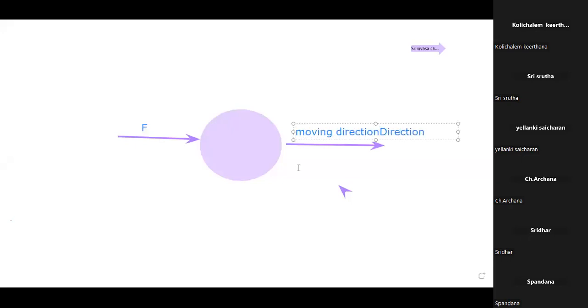So what is the direction of friction? Can anybody guess what is the direction of friction? Here the force is applying in this direction, and the body is also moving in the same direction. What is the direction of the force applied on the ball? Can anybody? Opposite direction to whom? Opposite direction is the correct answer, but to whom? In physics, specifications are very important.